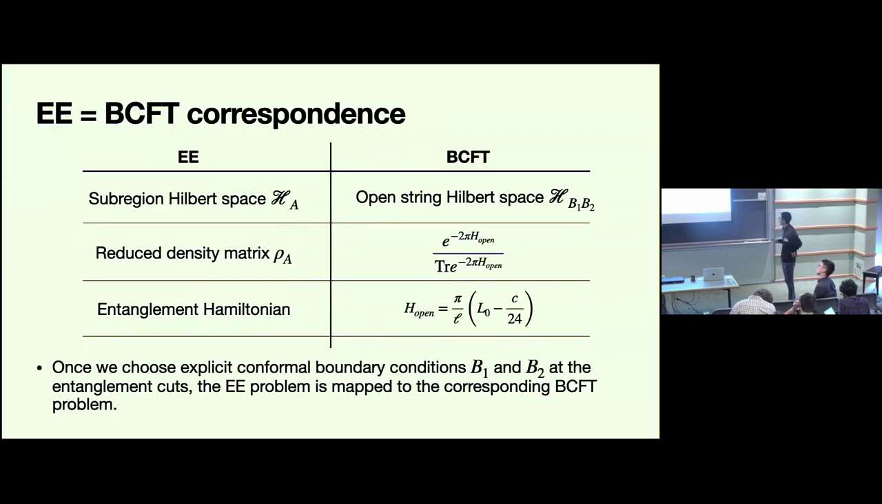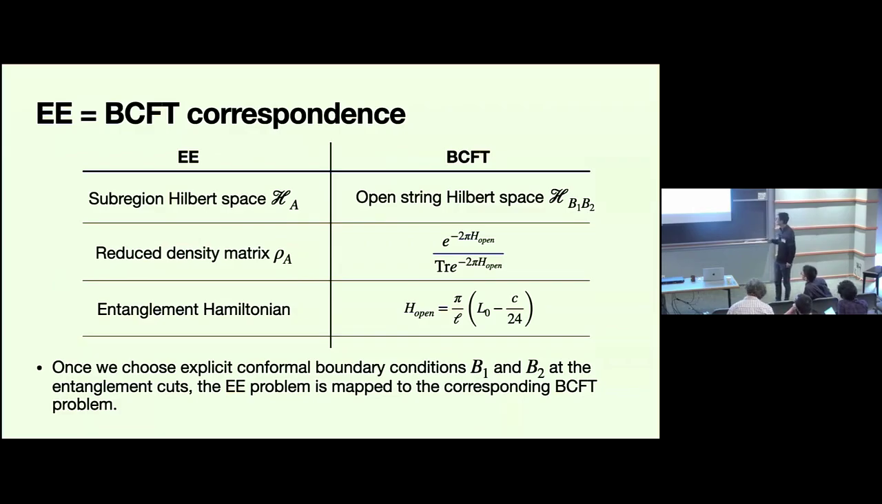So the situation can be summarized like so. There is some correspondence between the problem of entanglement entropies in CFTs and boundary conformal field theories, once you choose explicit conformal boundary conditions B1 and B2 at the entangling surface. Under this correspondence, the sub-region Hilbert space H_A corresponds to the open string Hilbert space, which I denote as H_{B1,B2}. It's nothing but the interval Hilbert space of the CFT with B1, B2 imposed at the two ends of the interval.